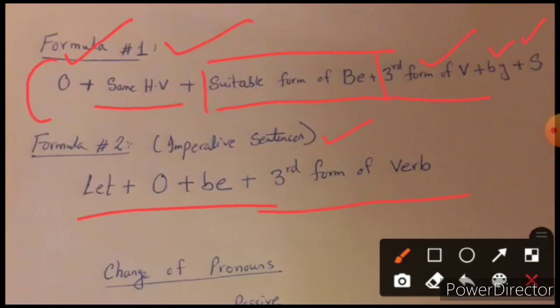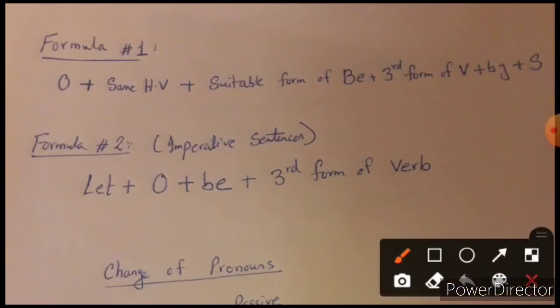Now the other formula that we have, these are basically for the imperative sentences, and this one follows the rule number 6, in which we are going to use let. Then we are going to have an object. We are also going to have the original form of be and the third form of the verb in it. Okay, so this is the second formula, but first we are going to focus on this first formula over here. This is our main focus for the day.